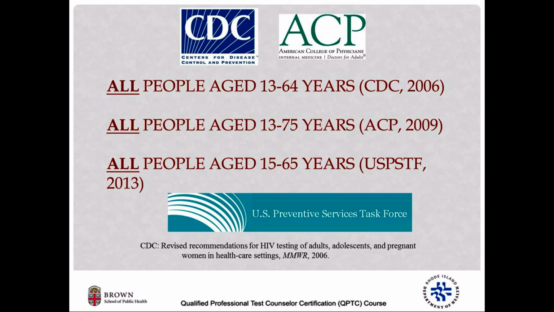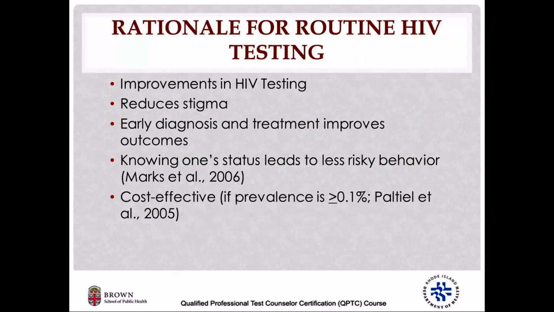But the bottom line is that everyone should be offered routine HIV testing at least once if they're in this age group, and at least once a year if they're sexually active, and possibly more frequently if they have increasing risk factors. The rationale for routine HIV testing in general is that it reduces stigma, it improves finding cases of HIV, and getting people on treatment improves outcomes, and we'll talk a little bit more about that as well.